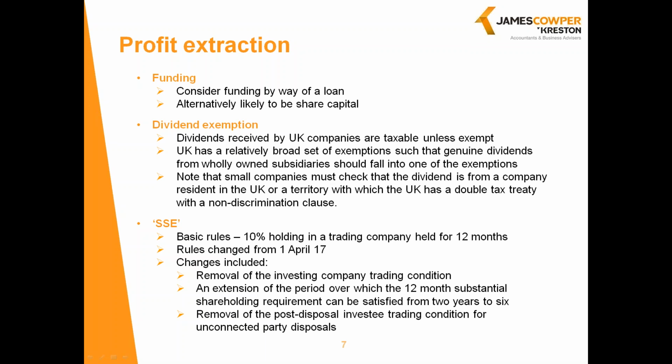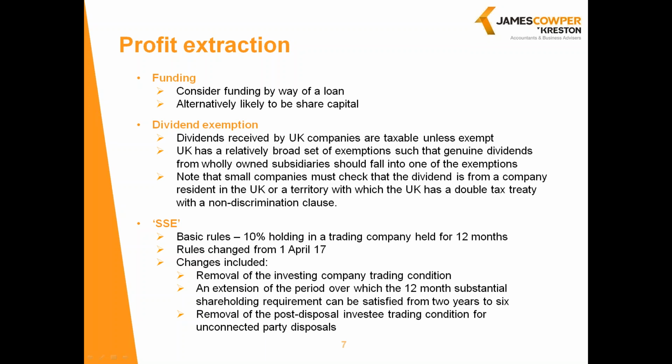Focusing on the UK, we have a beneficial holding company tax regime that consists of a dividend exemption and a substantial shareholdings exemption. With regards to dividends, in the first instance, all dividends received by a UK company are taxable unless an exemption applies. However, the UK has a very broad set of dividend exemptions that could apply, and in most instances it should be possible to fall into one of the exemptions for normal commercial operations.